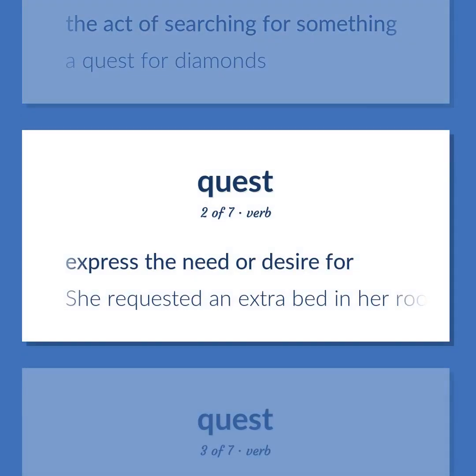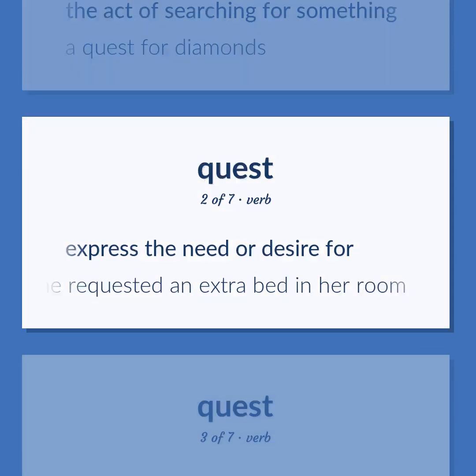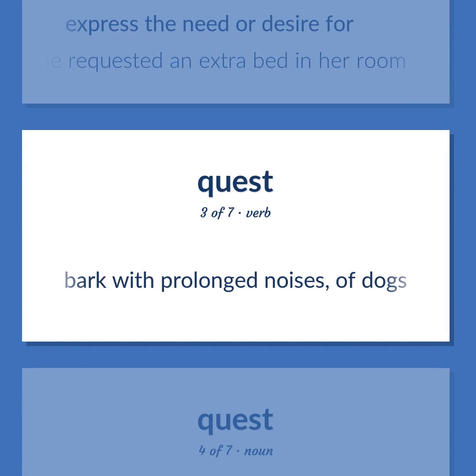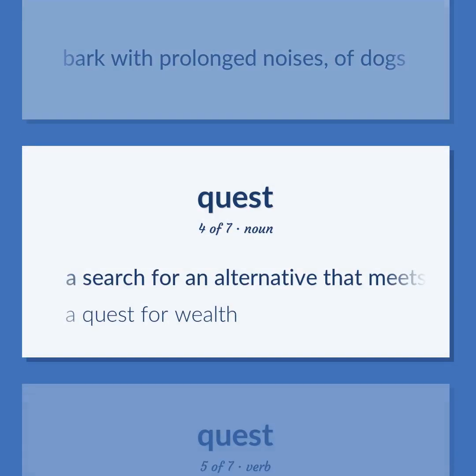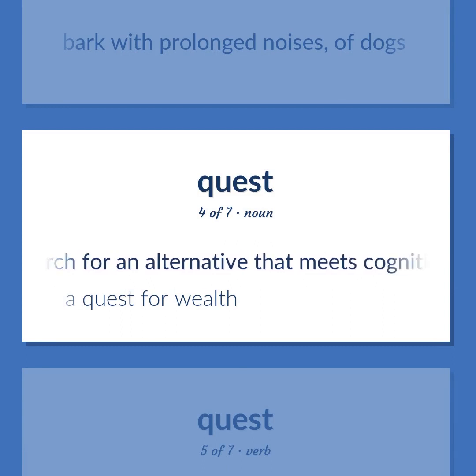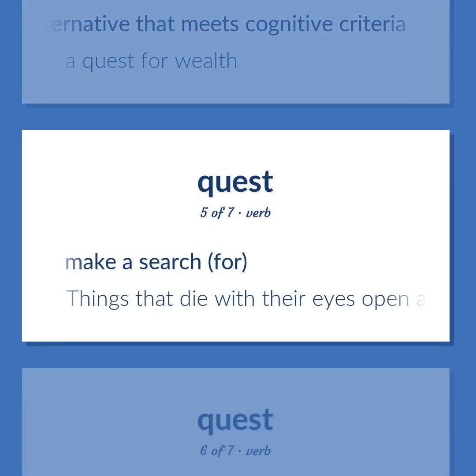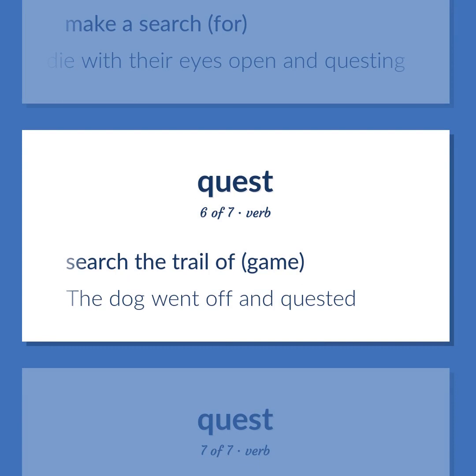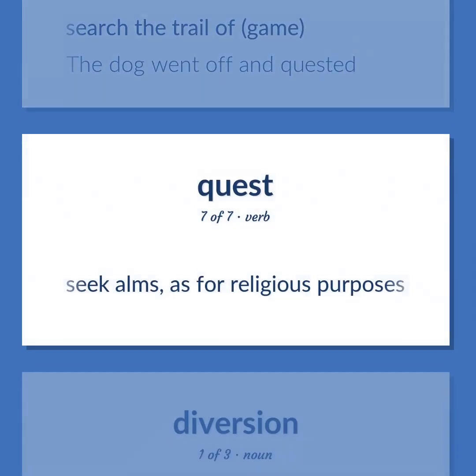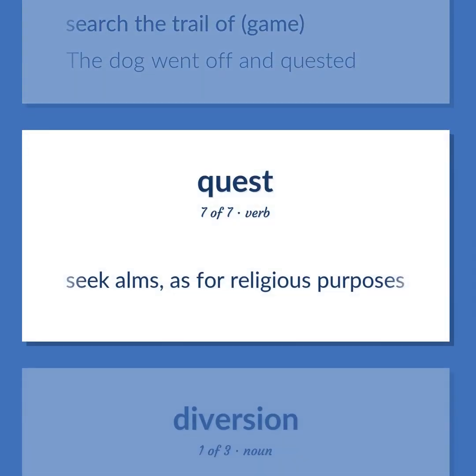Express the need or desire for. She requested an extra bed in her room. Bark with prolonged noises, of dogs. A search for an alternative that meets cognitive criteria. A quest for wealth. Make a search for. Things that die with their eyes open and questing. Search the trail of, game. The dog went off and quested. Seek alms, as for religious purposes.